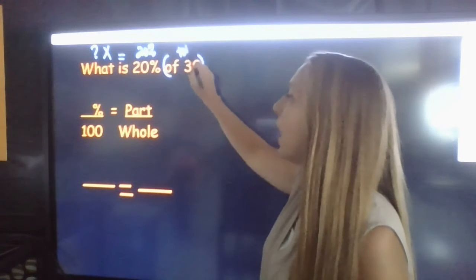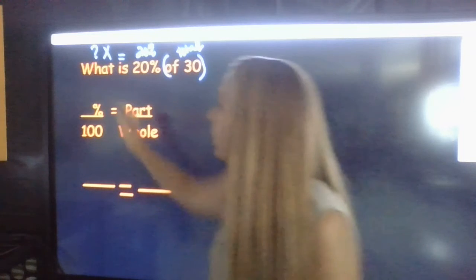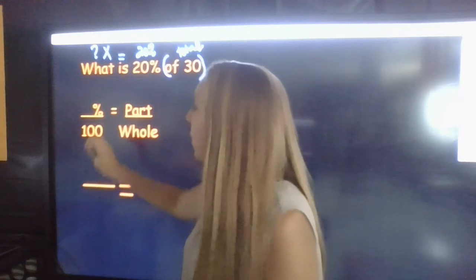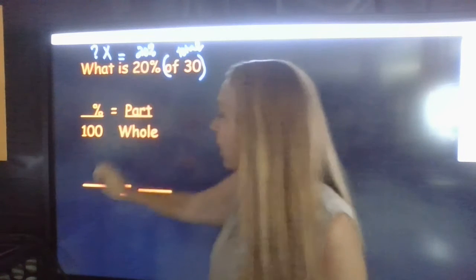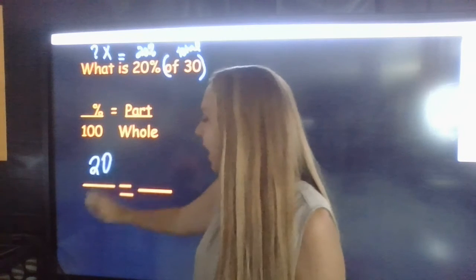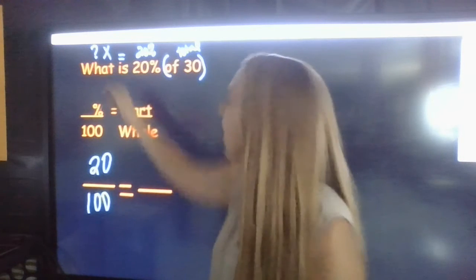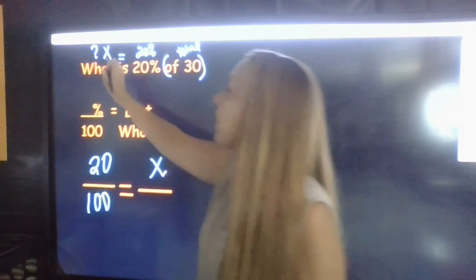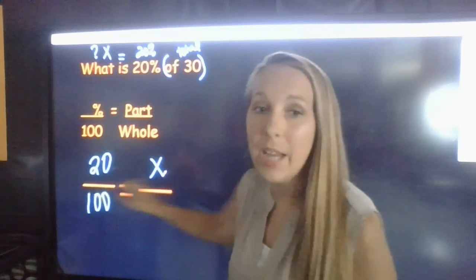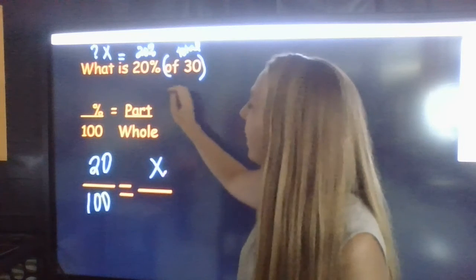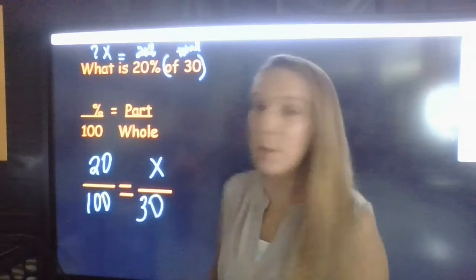So this is going to be our total. The "of 30" is our total. So what we're going to do is we're going to take our X, and we're going to put it where our part is, and then it says 20%. So anytime I see the 20%, I know we're going to do 20 over 100, and then we have up here the X is going to go on top, because X is equal to 20, 20 is equal to X, so we kind of see that that's the same thing. Then we have "of 30," which is our total, so we're going to put 30 on the bottom.